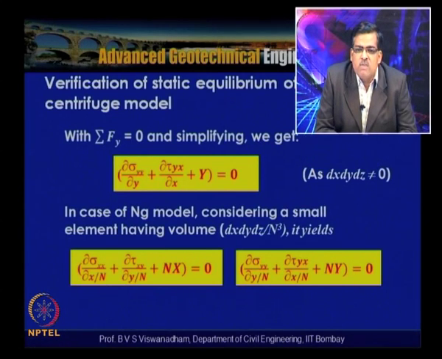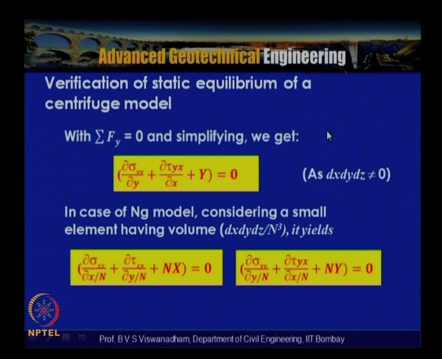So in the case of the N-g model, considering a small element having a volume dx dy dz by n cube, it yields: dou sigma xx by dou x by n plus dou tau xy by dou y by n plus nx is equal to 0, and then in the y axis, dou sigma yy by dou y by n plus dou tau yx by dou x by n plus ny is equal to 0. Here x and y are nothing but the body forces, equal to unit weights in the x and y directions, which is why they get multiplied by n.